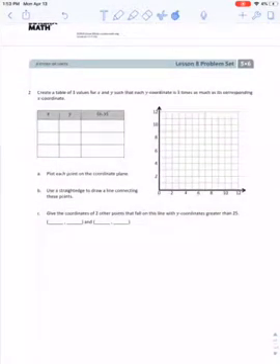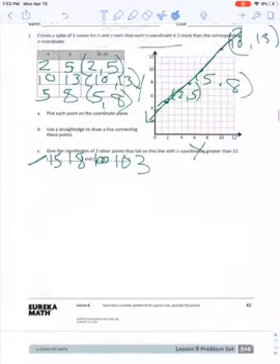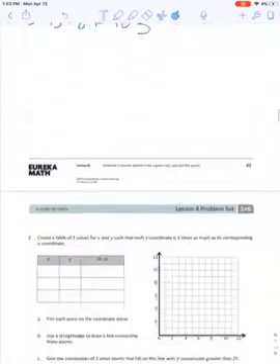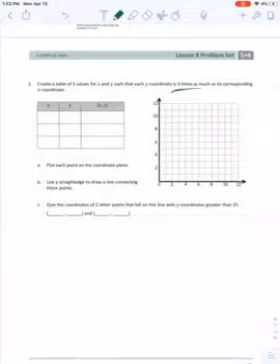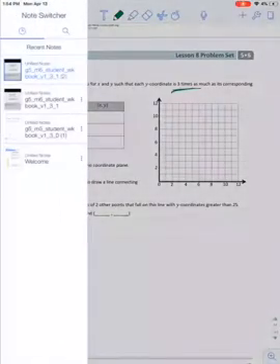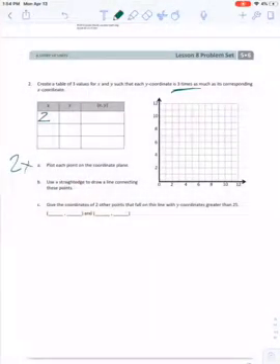All right, let's move on to the second page. Create a table of 3 values for x and y such that each y coordinate is 3 times as much as its corresponding x coordinate. So automatically I'm like, is this the same? No, this one was 3 more, and this is 3 times. So let's think about it. If my x says, let's choose 2, then we need a number that's 3 times more. So 2 times 3 is 6. So it would be 2, 6.